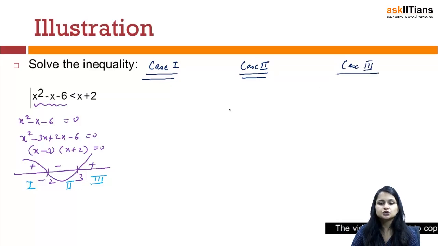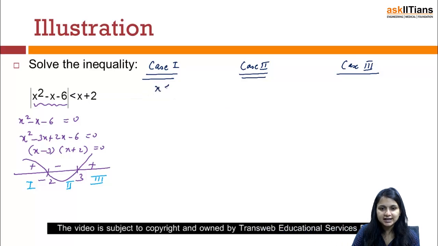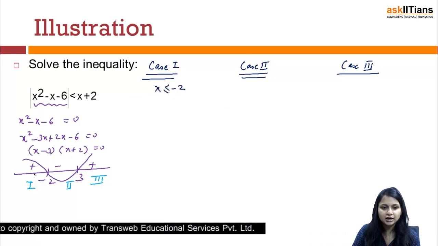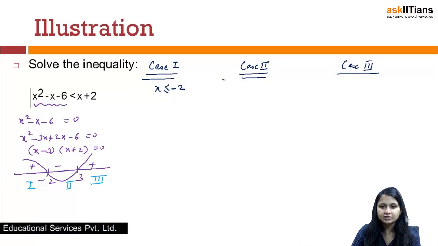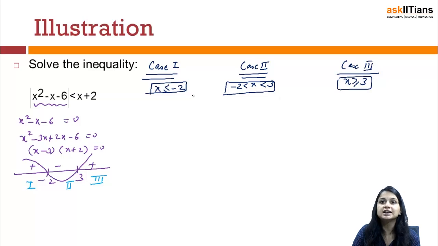Now students, in case number 1, I will be taking x less than or equal to minus 2. I will be taking this interval. Then I will be taking x lying between minus 2 and 3, and finally x greater than or equal to 3. Just put them in a box, because finally whatever solutions you get, you have to take the intersection with them. They have to lie here. So this is very important. So just put them in a box so that we don't forget.